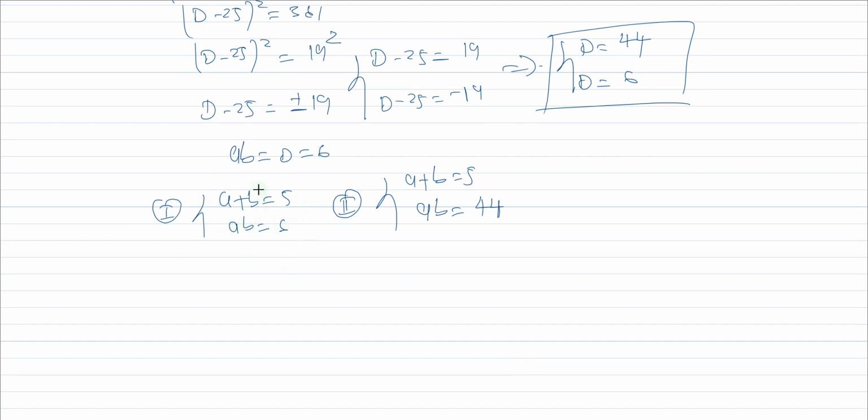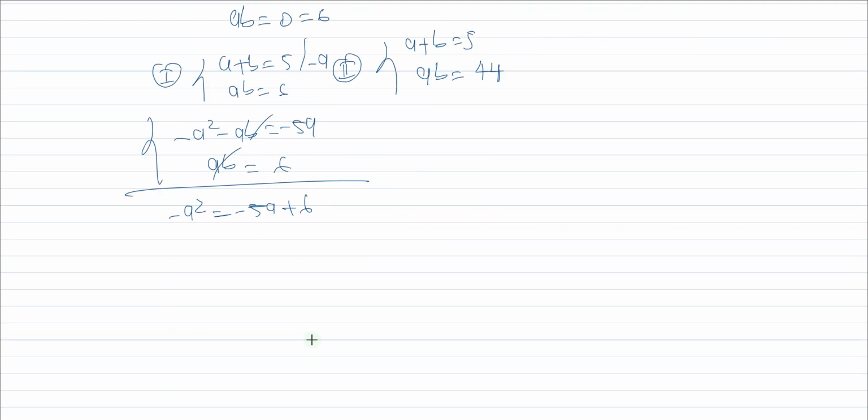Okay, guys, so let's solve our first case here. Solving this system, I'm going to multiply here by −a. So I'm going to have −a² − ab = −5a, and then we have ab = 6. So side by side adding, we have −a² = −5a + 6. So now we have a² − 5a + 6 = 0, because this one goes to the right side, it's going to be positive. So this is pretty much simple, guys.